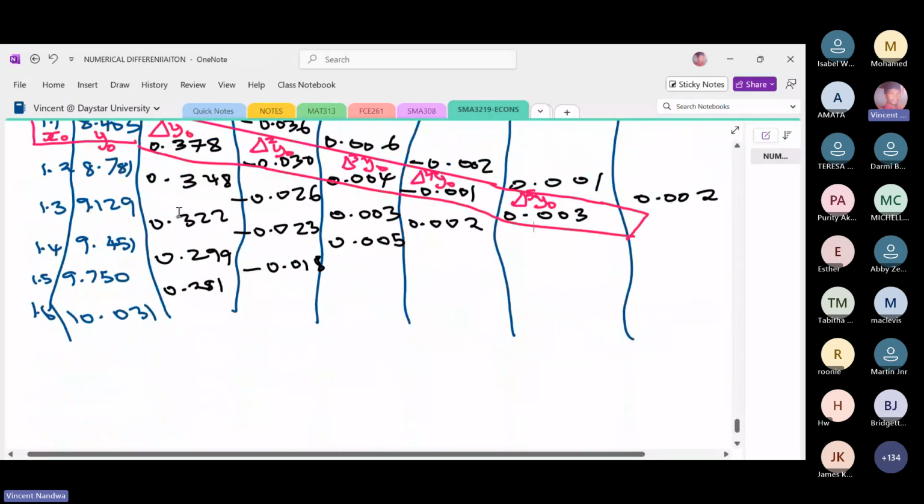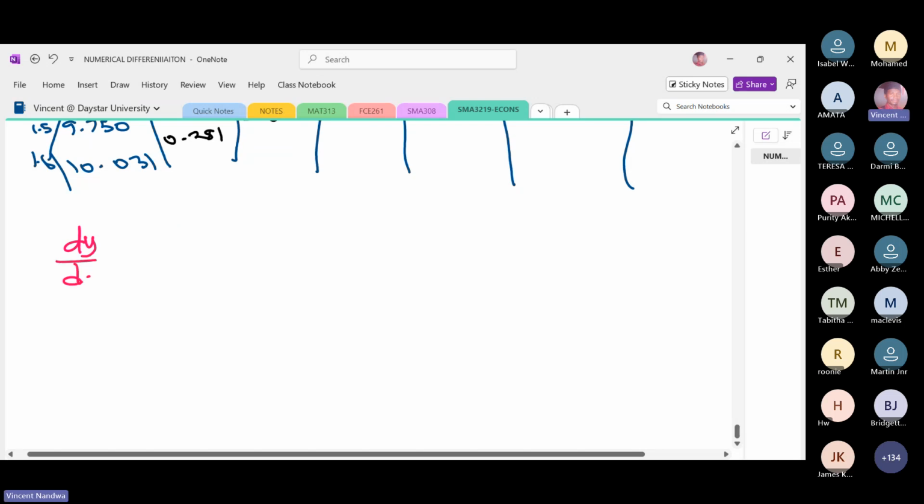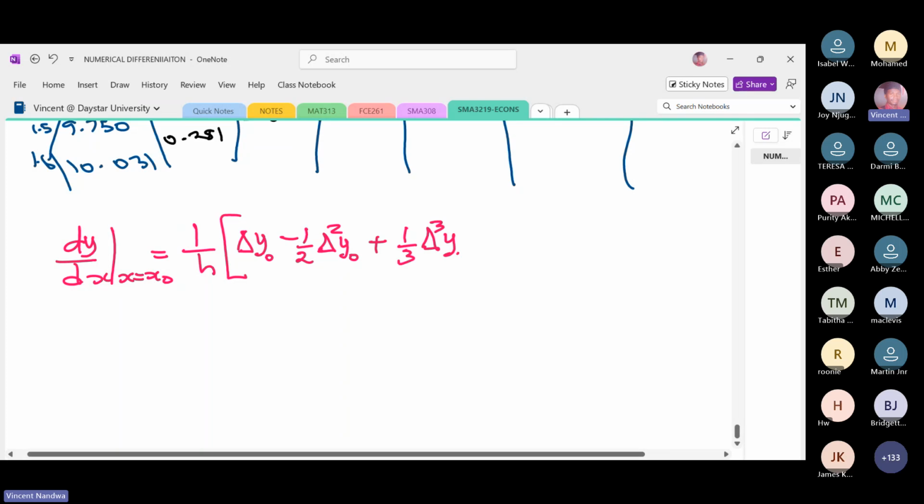Therefore, you say dy/dx at x equals x naught, by definition, is 1 over h into the first forward difference of y naught minus a half of the second forward difference of y naught plus a third of the third forward difference of y naught minus a quarter of the fourth forward difference of y naught plus 1 over 5 of the fifth forward difference of y naught, minus or plus other several terms. That is by definition.